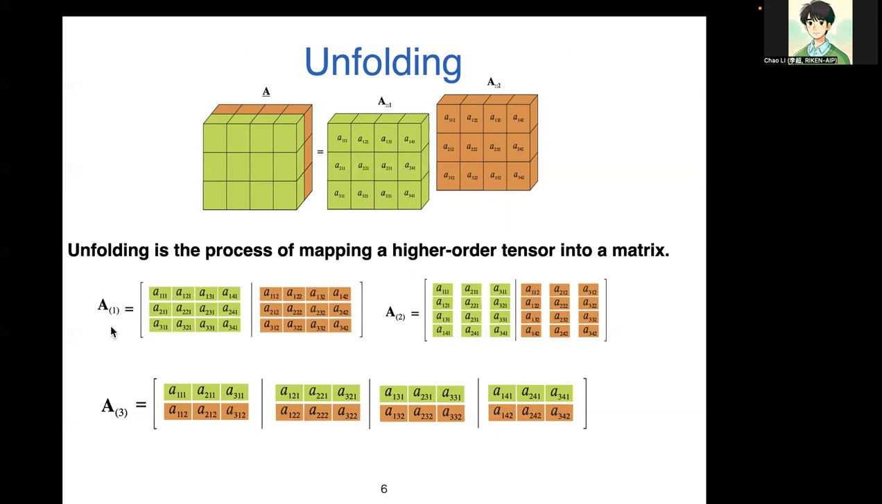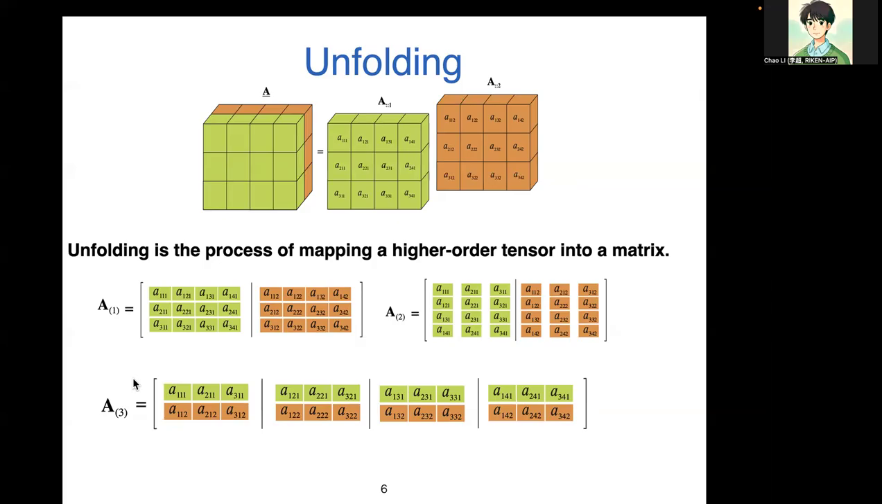In the mode 1 unfolding A1, we take all the mode 1 fibers that correspond to the column vectors of the tensor and arrange them as the columns of the matrix. In mode 2 unfolding A2, we use the same idea, but now it's the mode 2 fibers, corresponding to the row vectors of the tensor. In mode 3 unfolding A3, here we use the mode 3 fibers, also called tubes. It is important to note that each unfolding operation is linear and invertible.